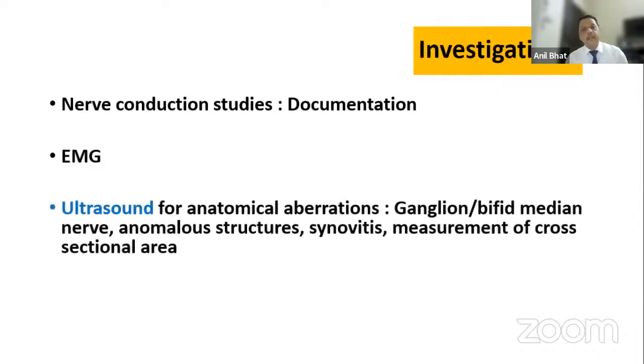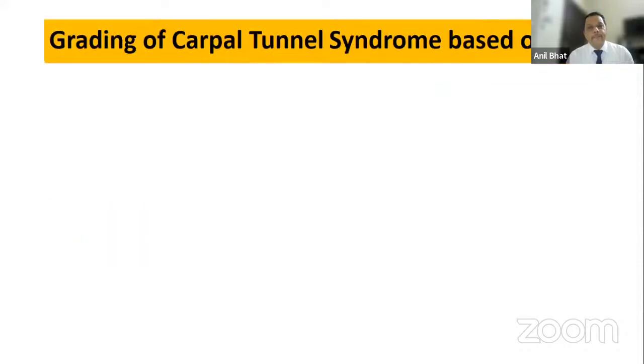EMG, ultrasound, as I said, is good because it gives the anatomy of the tunnel. NCV gives the physiology of the tunnel and tells you the pathology, what's happening. And ultrasound basically is checking the abnormal anatomy there. So there could be a ganglion, bifid median nerves, and we also do measurements of the cross-sectional area of the nerve before it enters the tunnel and inside the tunnel. So we take a difference there. There are particular criteria for that. And as I said, rarely MRI.